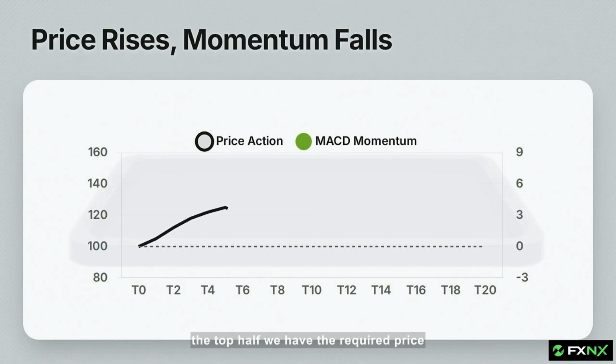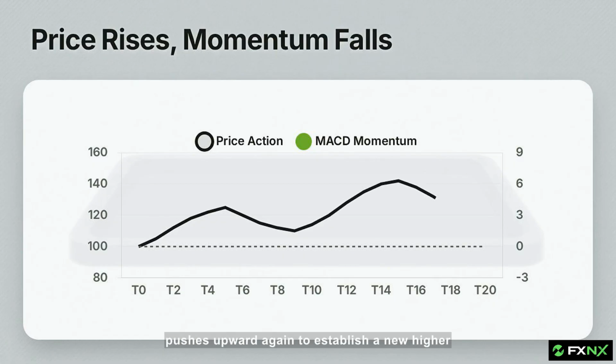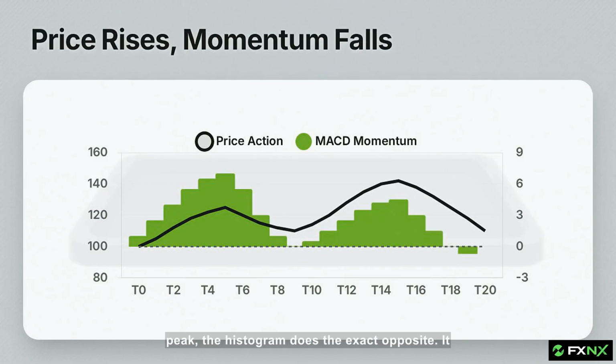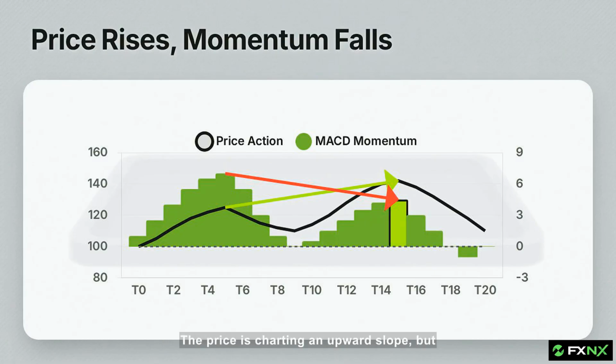On the top half, we have the price action. The market rallies, dips slightly, and then pushes upward again to establish a new, higher peak. Now, look at the histogram's hidden data on the bottom half. During that second, higher price peak, the histogram does the exact opposite. It forms a significantly shorter peak. You have a direct mathematical contradiction. The price is charting an upward slope, but the underlying momentum is charting a downward slope.